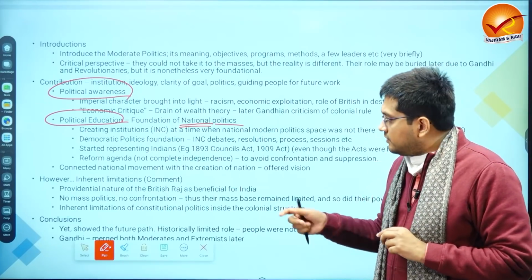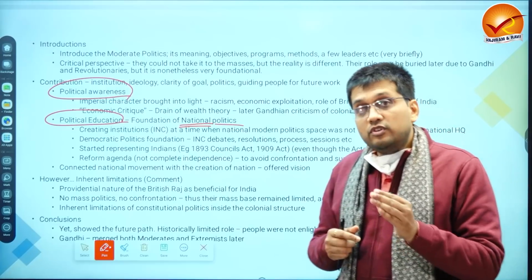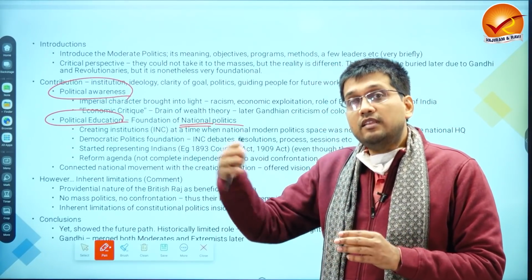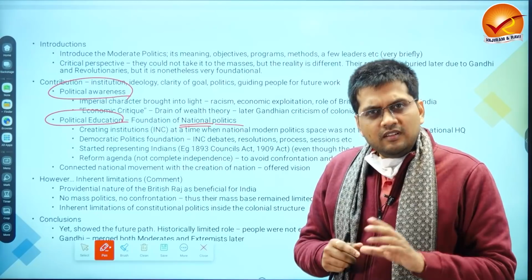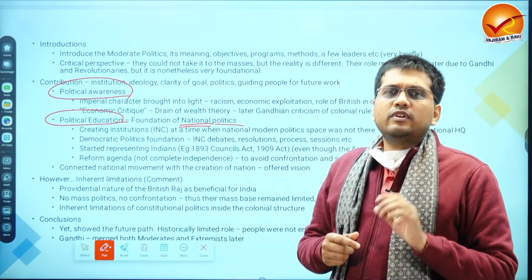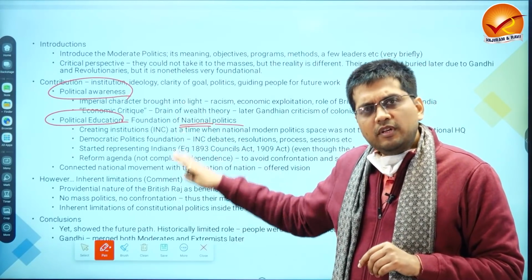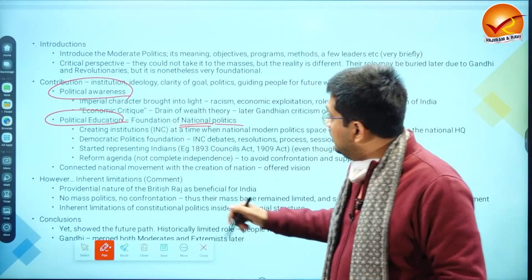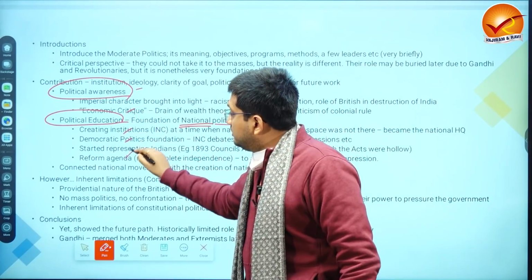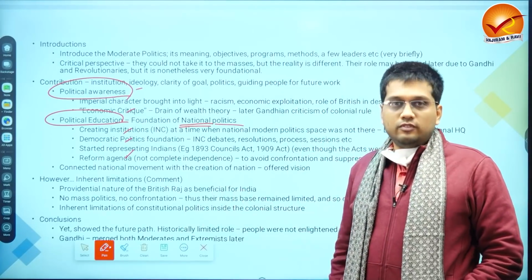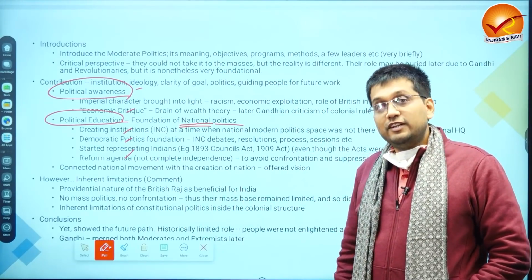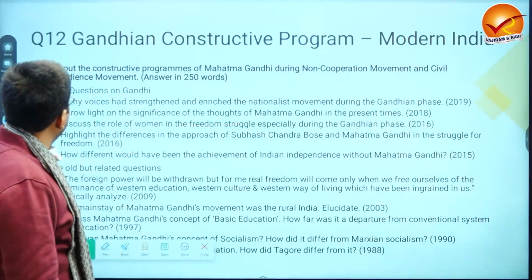How do you conclude? Yet they showed the future path. Ultimately when Mahatma Gandhi comes, he combines both moderates and extremists into his style, or some other way you can conclude the answer. So it is a very typical question. What we have to do, we have to connect all of them one by one with the next phase of national movement, and so in the conclusion also. Okay. Next question. Question number 12.